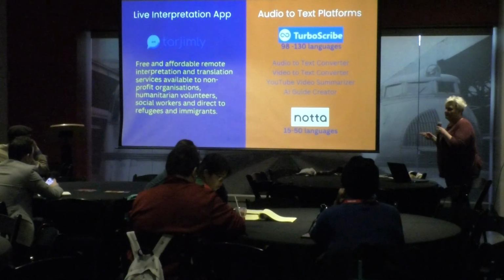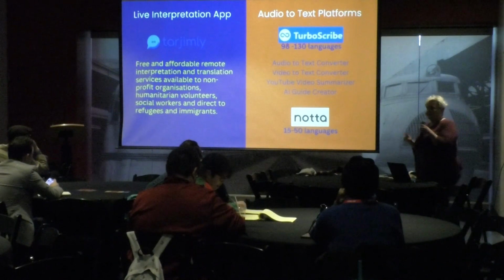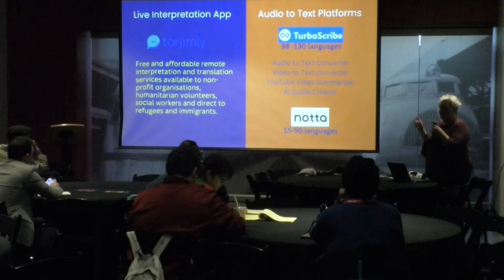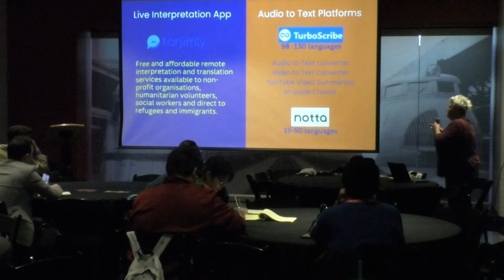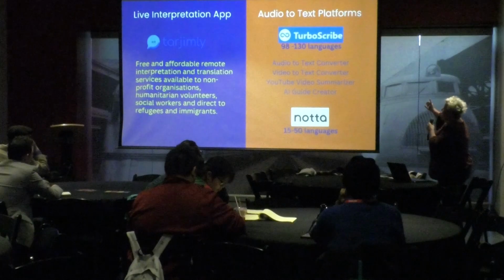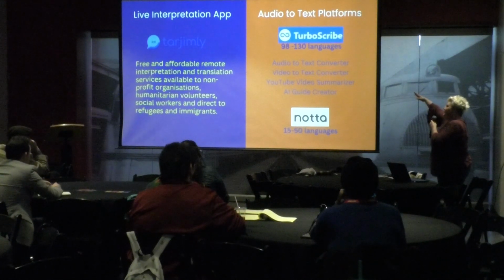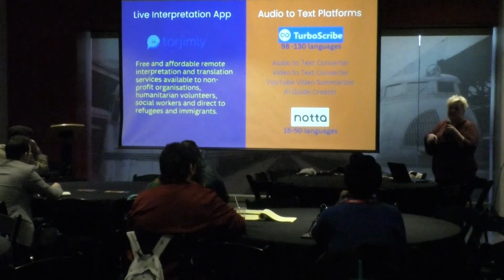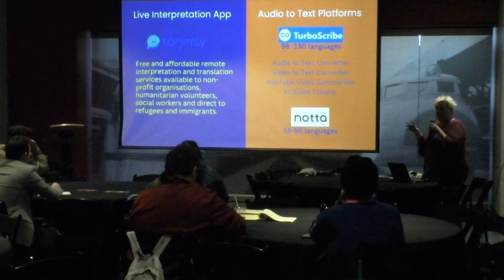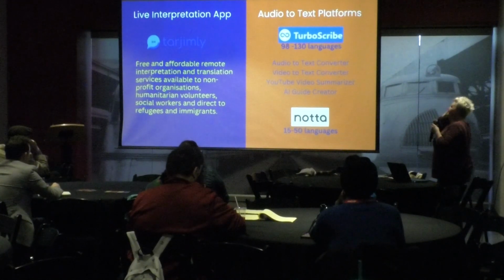Recently, I've been doing some focus groups with some immigrants and refugees here in Kansas City. And so I wanted to try out some of these live translation recordings. So I tried out TurboScribe and Nada. TurboScribe has more languages, between 98 to 130, depending on which language it is, they'll tell you how much they can actually do with it.